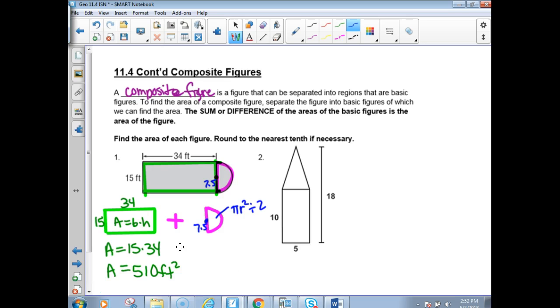So now we're going to do pi times 7.5 squared, and then we're going to divide that by 2 because it's half a circle. I purposely wrote the division symbol by 2 instead of putting a bar under it because I didn't want you to confuse it with a formula that's not given. We don't have a formula for half a circle. We have to use the formula we know for a full circle and then logically divide it by 2.